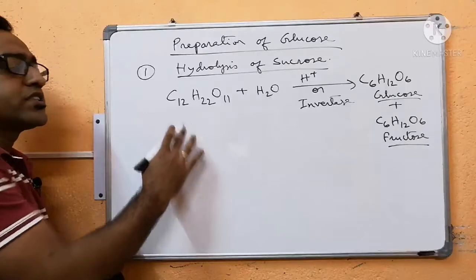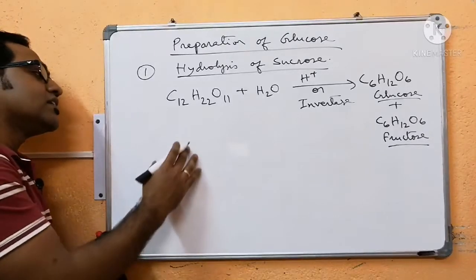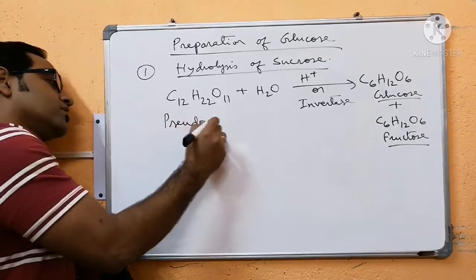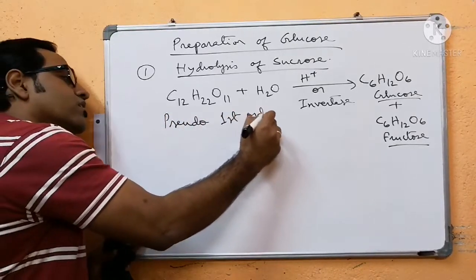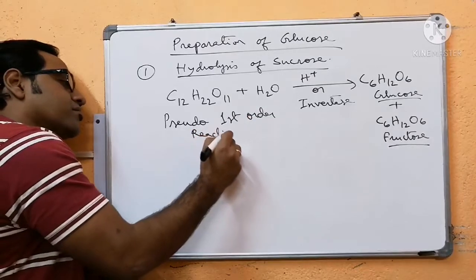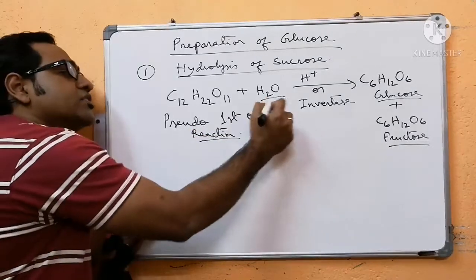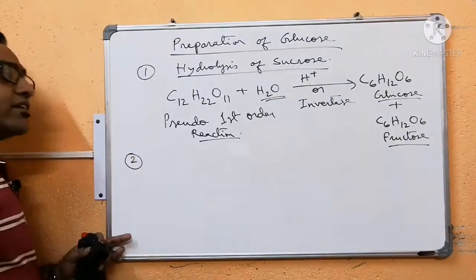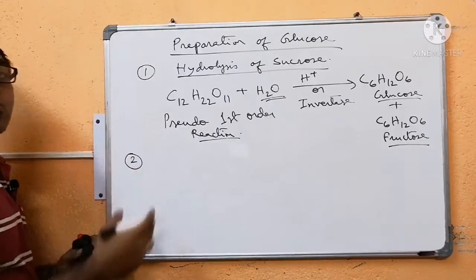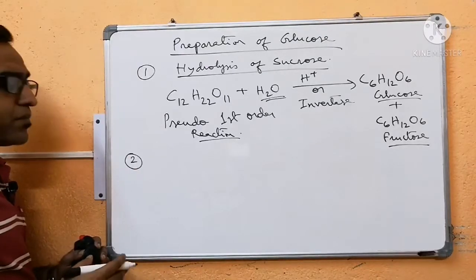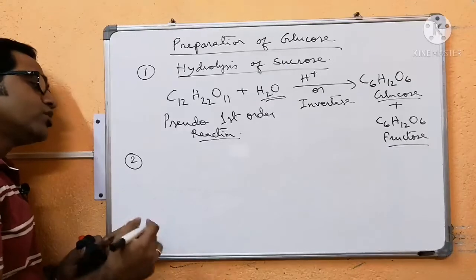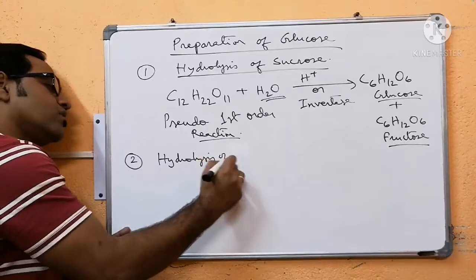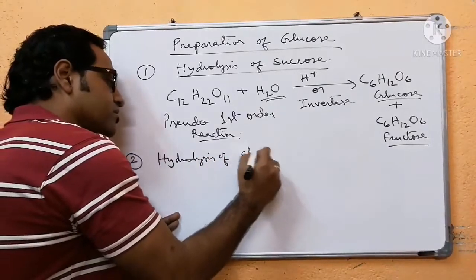Now this reaction you have studied in chemical kinetics. This is an example of a pseudo first order reaction, because here water is present in large excess. Second, glucose is prepared in industry by hydrolysis of starch or cellulose. Hydrolysis of starch.